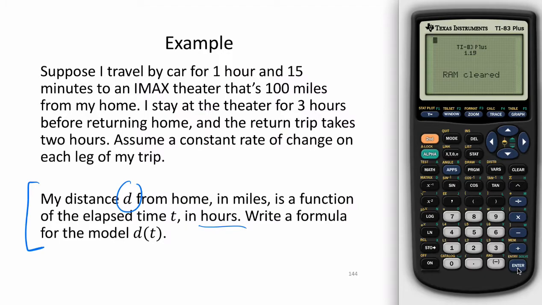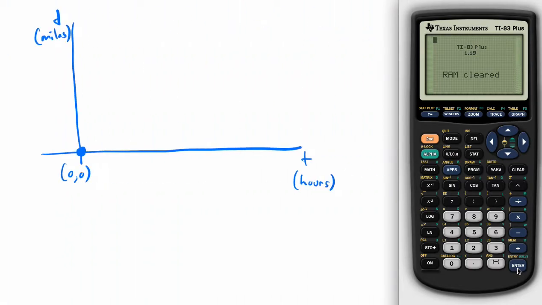So I travel by car for 1 hour and 15 minutes to an IMAX theater. In hours, 1 hour and 15 minutes is 1 plus 15 divided by 60, which is 1.25 hours. So at 1.25 hours into my trip, I'm 100 miles from home. Let's put that on our graph.